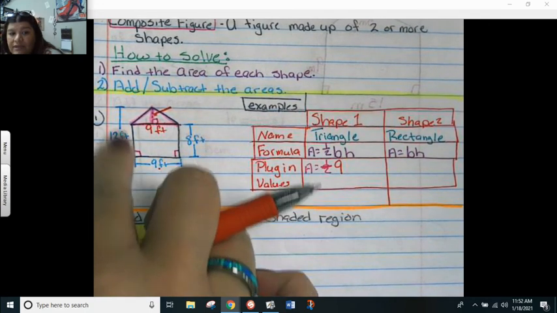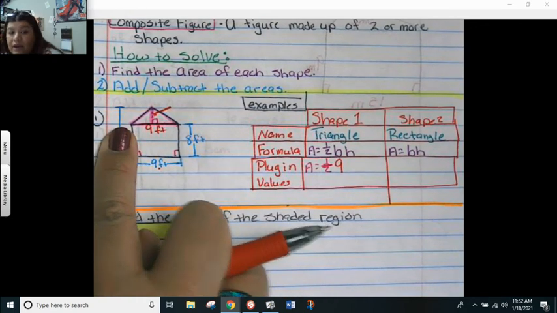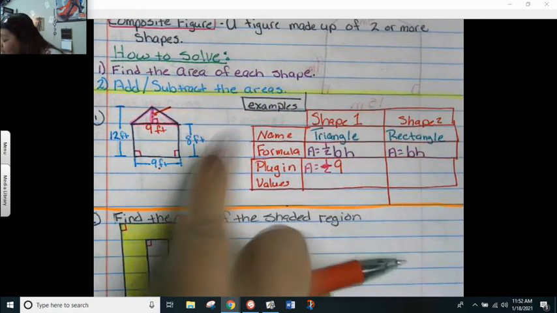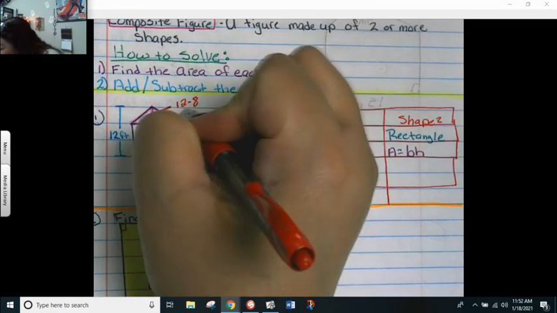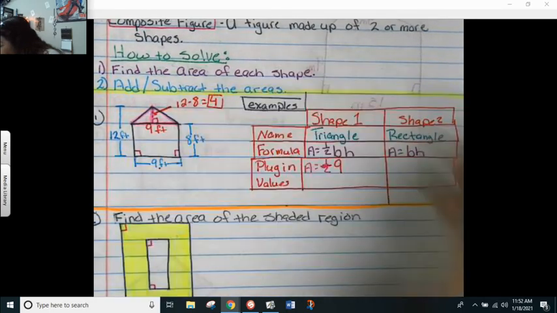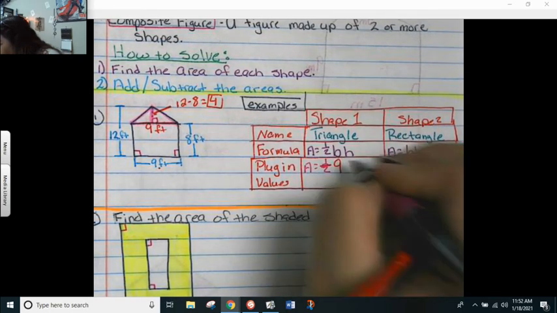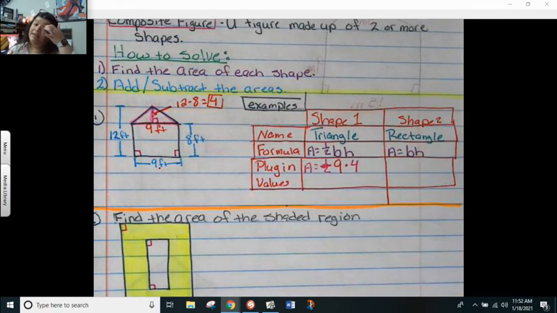I know the whole thing is 12. I don't need this chunk here. I need that little part. And I know this part is 8. So that's how you get this. We're going to do 12 minus 8. And that gives you 4. So the height times 4. Okay? That's what I did there.